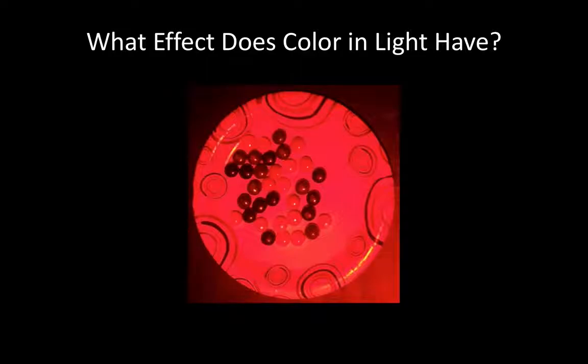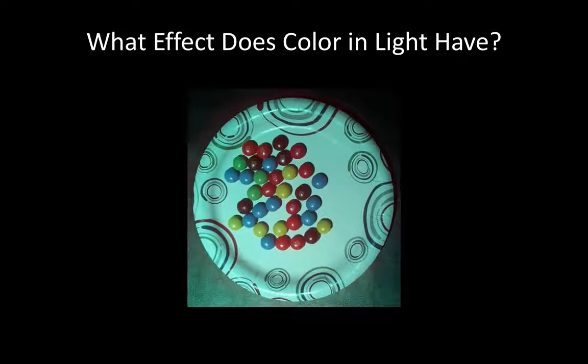How do they look different under the red light? Now this red light is so extreme it's messing the camera up too, but we're still getting a color shift. How do they look different under the green light?